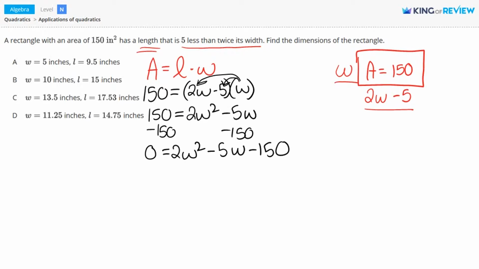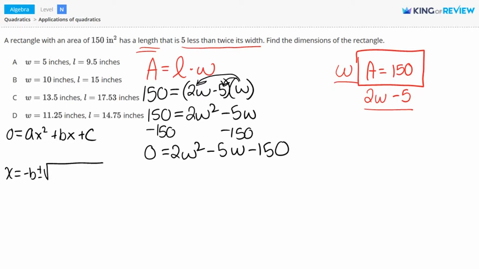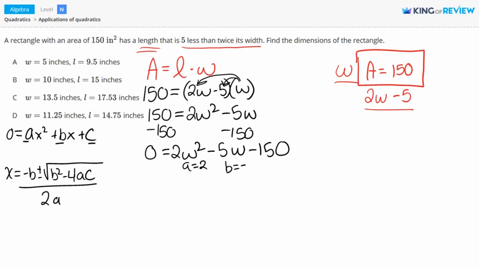This equation is in the form 0 equals ax squared plus bx plus c. When we have an equation in this form, we can use the quadratic equation to solve for x. The quadratic equation is x equals negative b plus or minus the square root of b squared minus 4ac, all divided by 2a. The a, b, and c values come from these numbers here. So in our equation, a equals 2, b equals negative 5, and c equals negative 150.